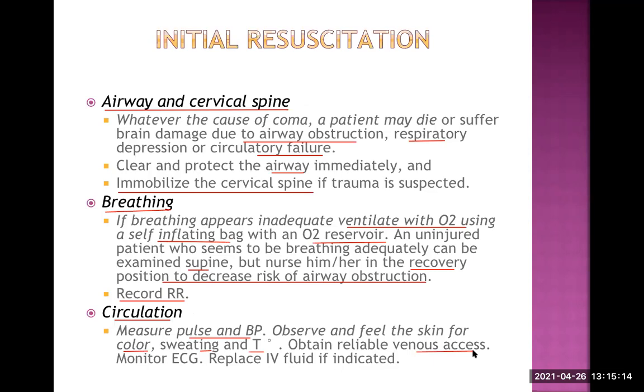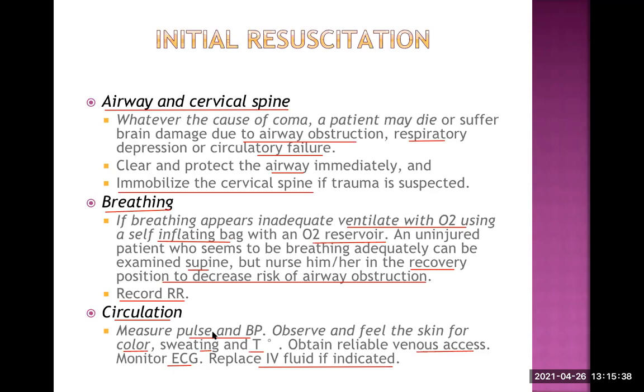Obtain reliable venous access, monitor ECG, and replace IV fluid if indicated. All of these are such important points. So when you are in hospital or in the emergency room, remember, you are the main doctor there, for example. So you are the one who will quickly check the pulse of the patient, quickly feel the skin. What is the color of the skin?